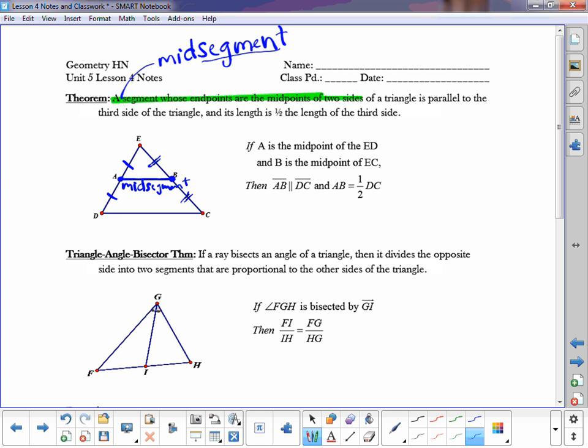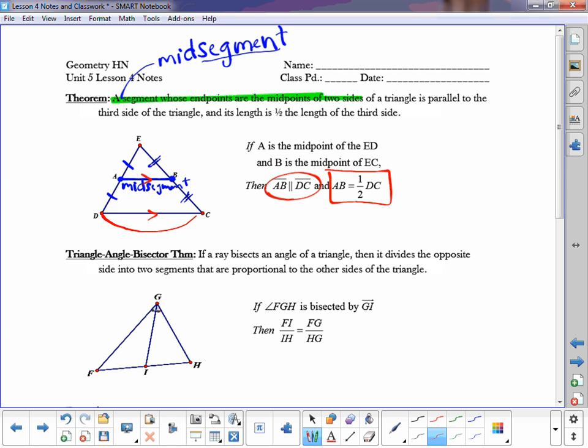So we could just say the mid segment of a triangle rather than that whole thing. The mid segment of a triangle is parallel to the third side, and its length is half the length of the third side. So we actually have two properties. If I have my mid segment, I can know first of all that it's going to be parallel to that third side, and that it's half the length of the third side.